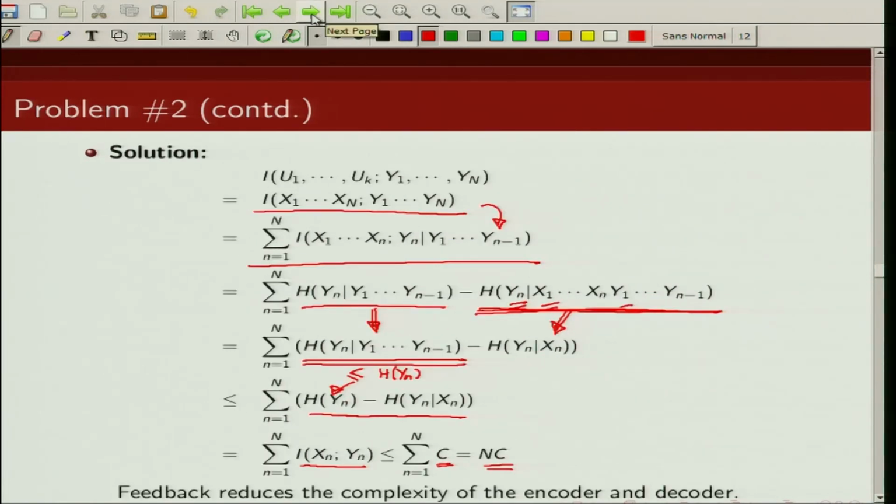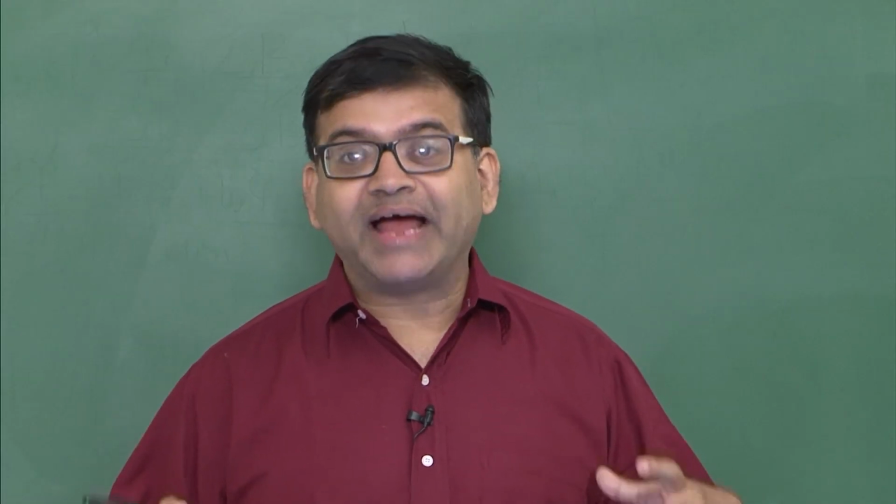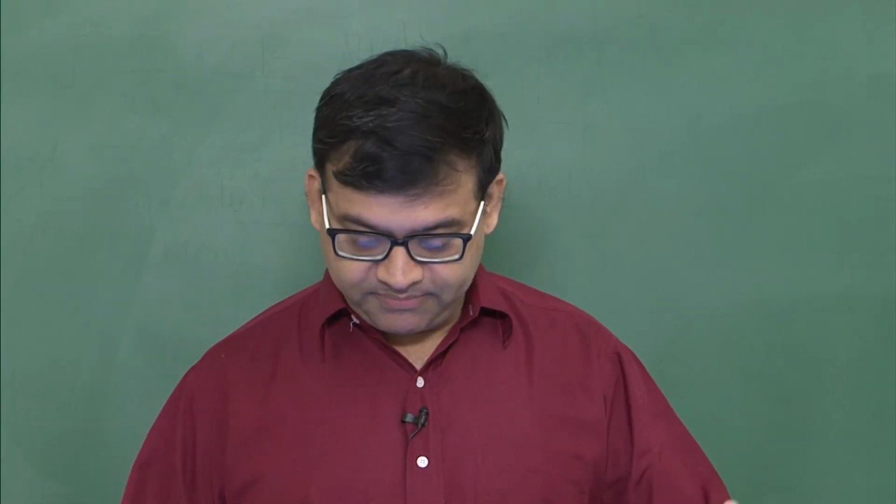So, feedback from the output to the input does not increase capacity for a discrete memoryless channel. However, it does reduce the complexity of the encoder and decoder, and that's why we commonly use feedback in our communication systems.